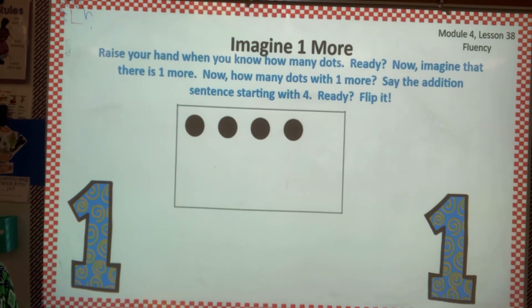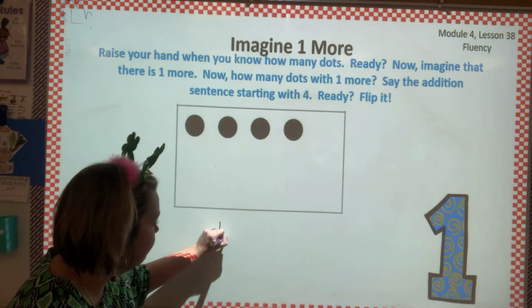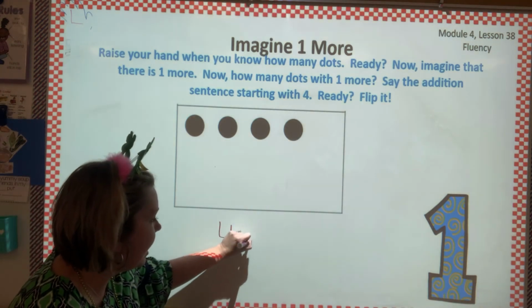All right, raise your hand when you know how many dots. Okay, now imagine there's one more dot. How many dots are there when there's one more? 5. Raise your hand and tell me an addition sentence starting with 4. Adeline?